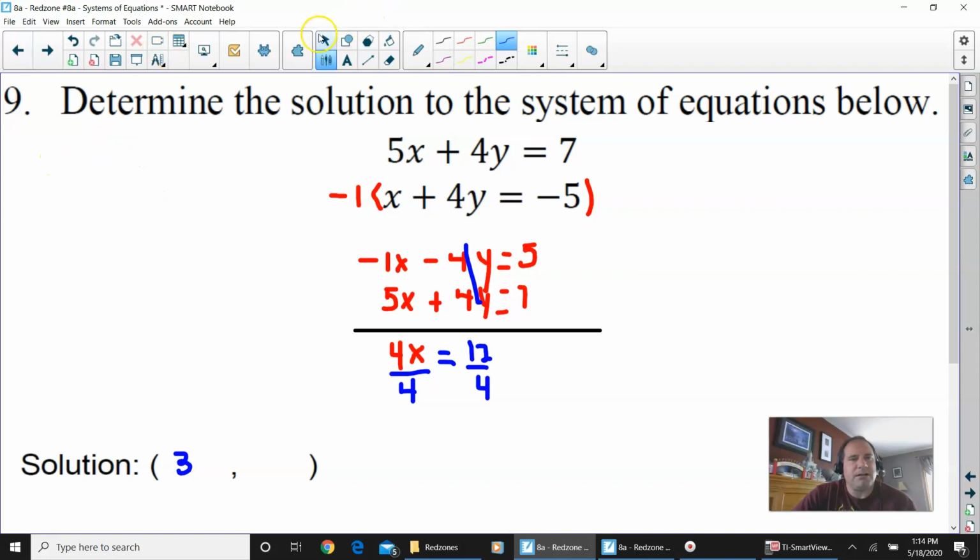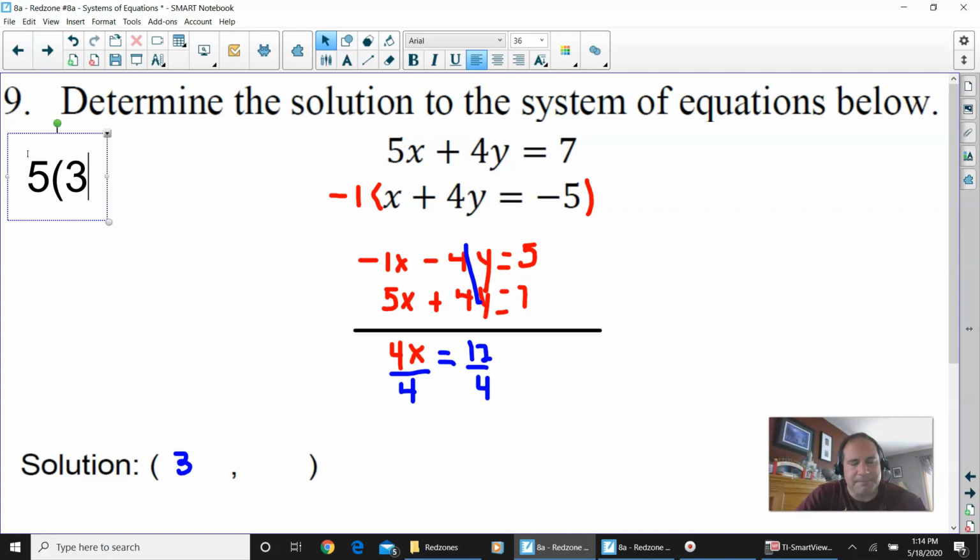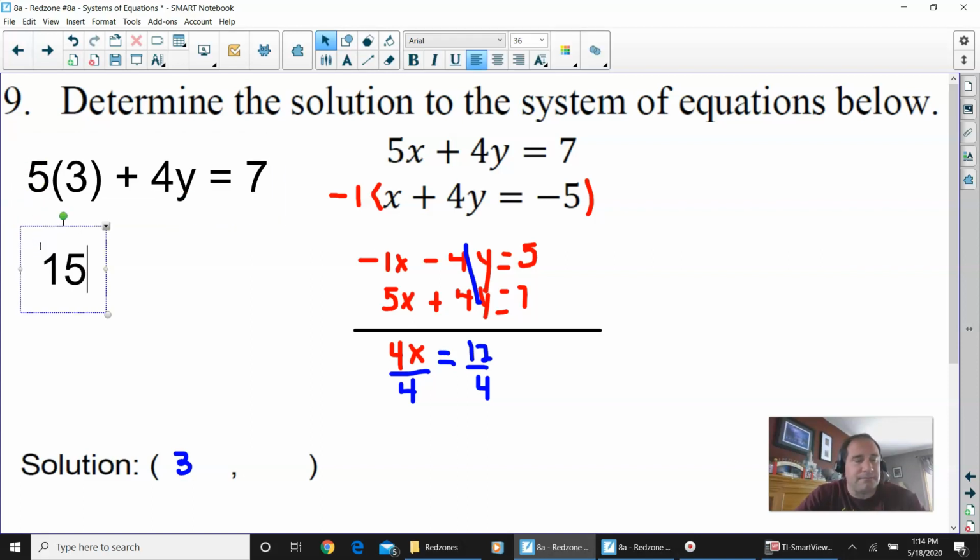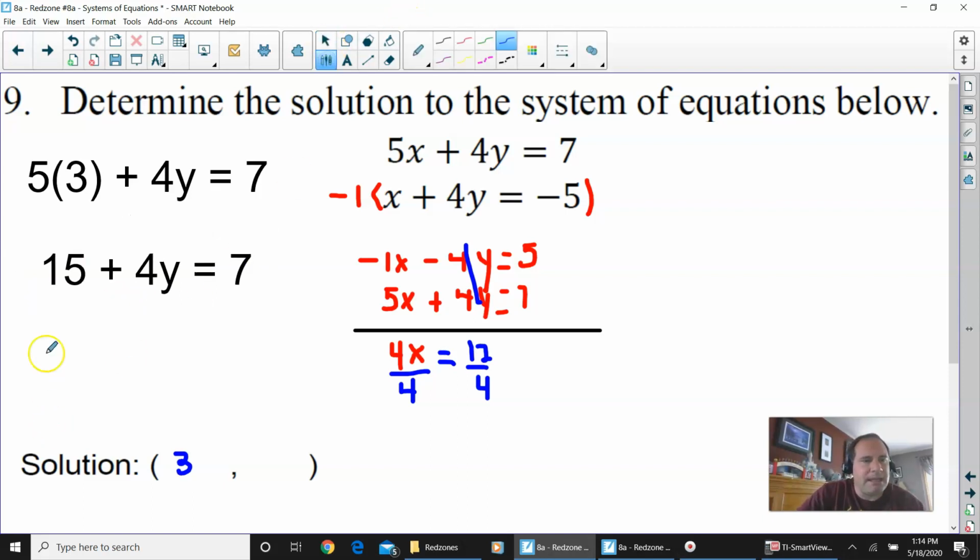Now I'm going to take probably the top equation because everything is positive, and I'm going to substitute in for x my 3. Just like that. Then I'm going to have the 5 times 3 is 15. 4y equals 7. And I am going to grab my pen and subtract 15, solving for y, because I need to solve for y here. So I minus 15 on both sides. And this cancels.